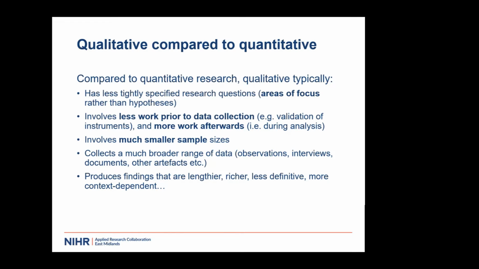And finally, it will typically produce findings that are lengthier, richer, perhaps less definitive and more context dependent than quantitative research. One of the things that I always find when I'm doing mixed methods research is when you have draft papers on the basis of qualitative findings, which can run to 8,000 to 9,000 words, some of the people who are perhaps more clinical or more used to quantitative papers that are often much shorter, they're quite often surprised about just how much you can say on the basis of qualitative data.